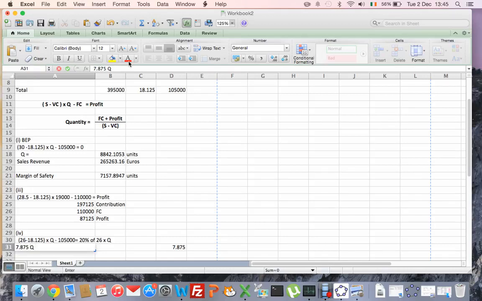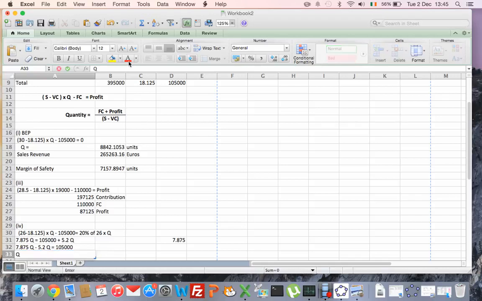Now if I bring my 105 over to the other side, equals 105 plus, now 20% of 26 is 5.2, multiplied by Q. So put all the Q's on one side and everything else on the other side. So I'll end up with 7.875Q minus, because this 5.2 was on the other side, so there's a plus, so minus 5.2Q equals 105.